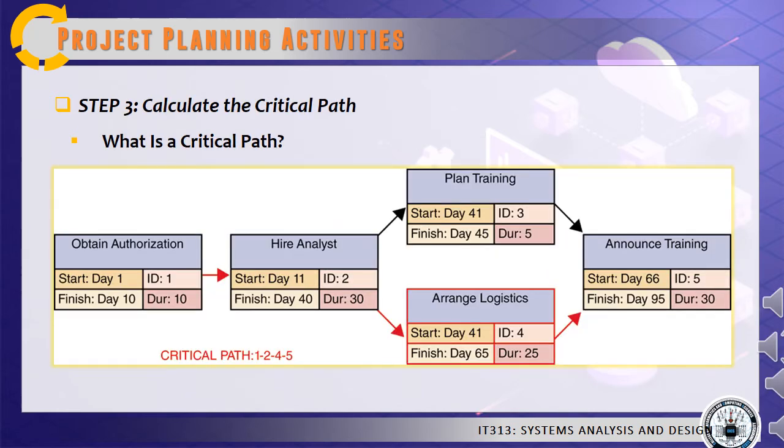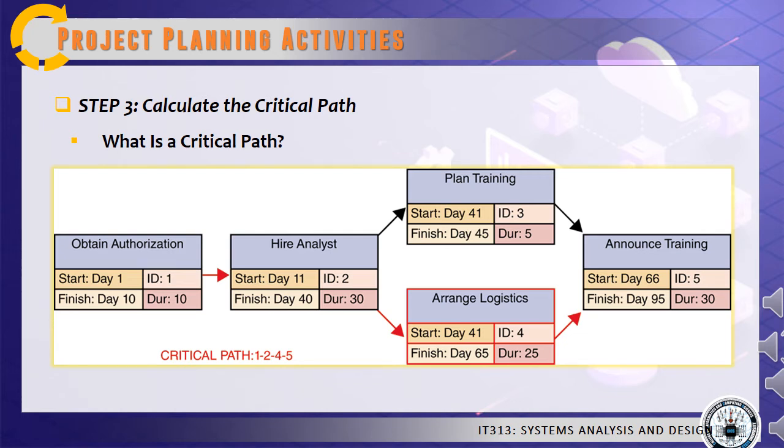We are now on our step 3, which is to calculate the critical path. The task patterns determine the order in which the tasks are performed. Once the task sequence has been defined, the project manager can schedule the tasks and calculate the critical path.